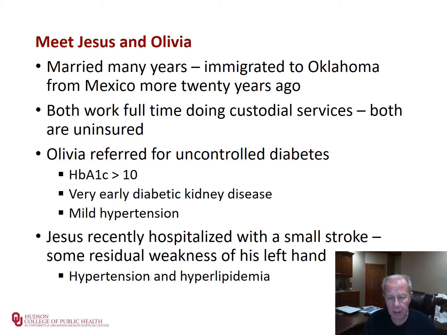Olivia was referred to me because of uncontrolled diabetes. Her hemoglobin A1C, which is a test that tells you whether or not a person's diabetes is under control or not, was greater than 10. Normal is less than about 6. She had very early diabetic kidney disease. She has hypertension. Her husband, Jesus, was recently hospitalized with a small stroke and still has some residual weakness of his left hand. He also has high blood pressure and high lipids in his blood.